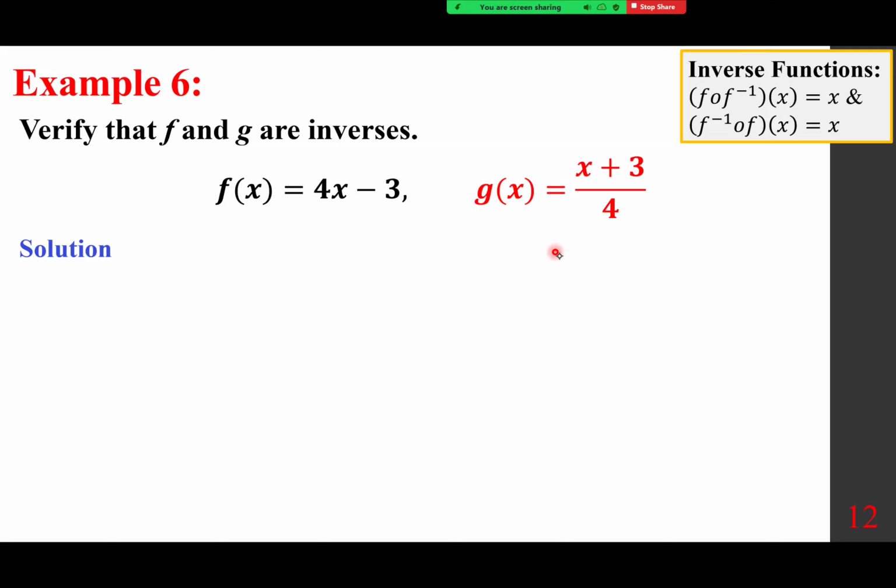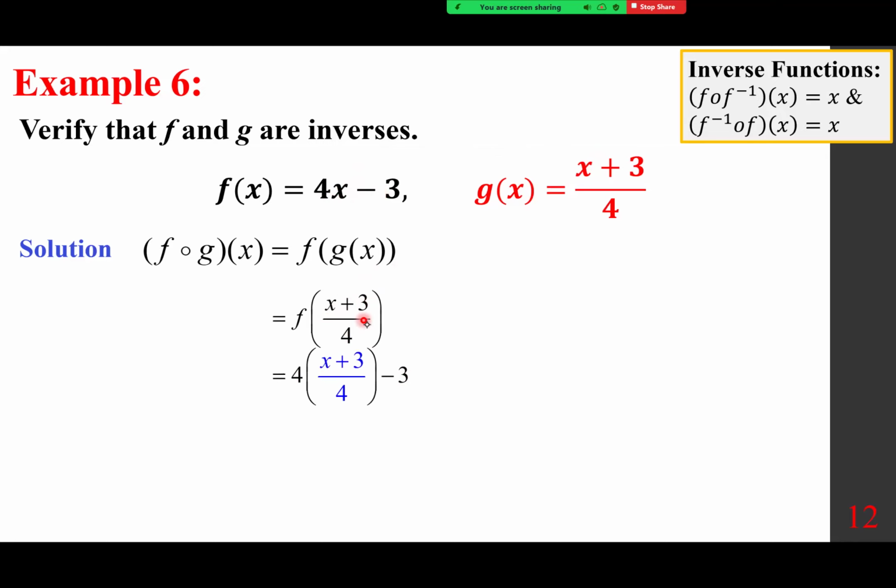So f of g of x is f of g of x, which means we are going to replace the x with this guy. And we can write f of g, put the g here. That is actually an interesting step. Mostly I skip that, but you're more than welcome to use it. So now in this case, 4 times this expression, 4 times (x plus 3) over 4, minus 3.